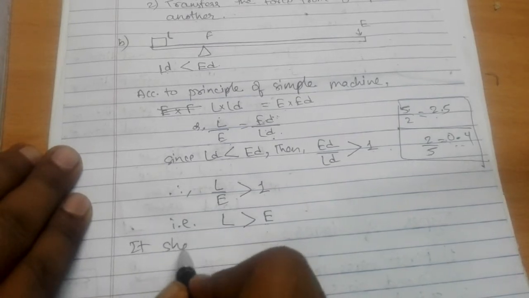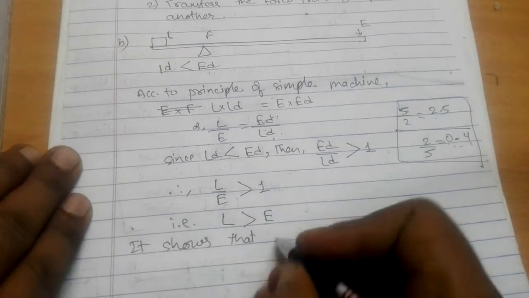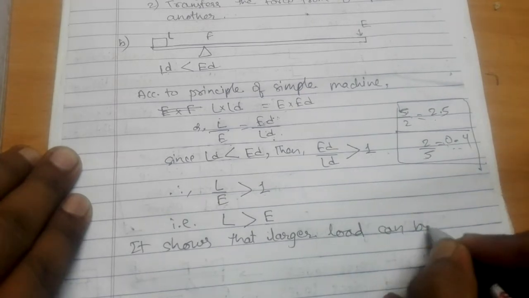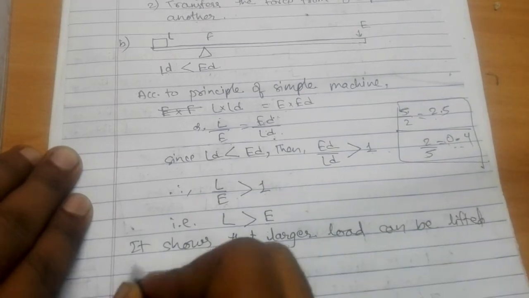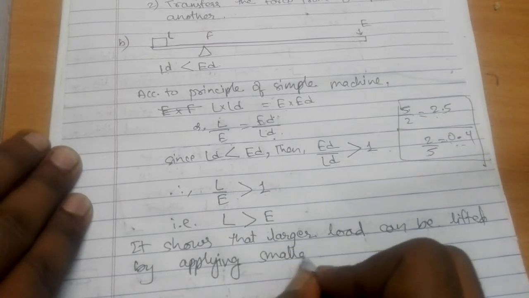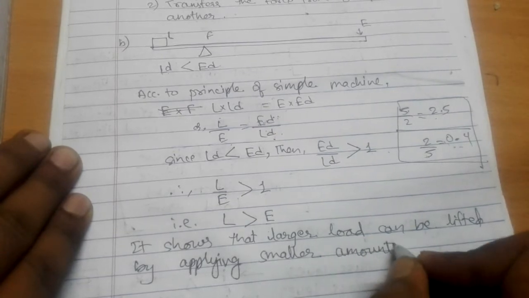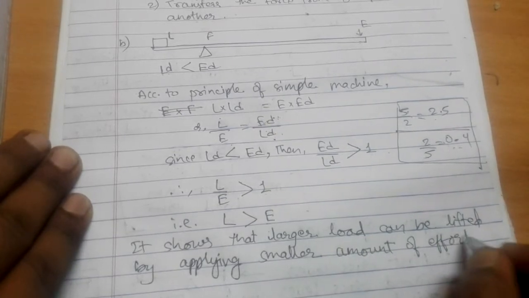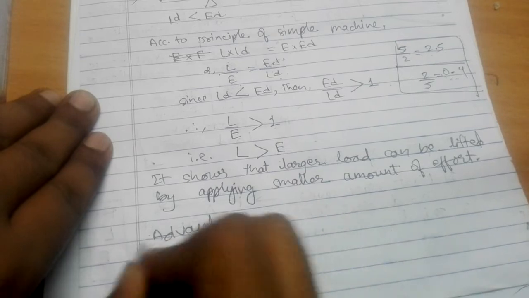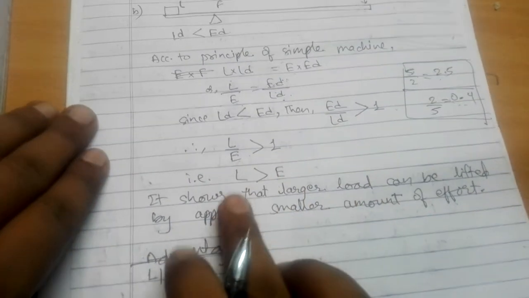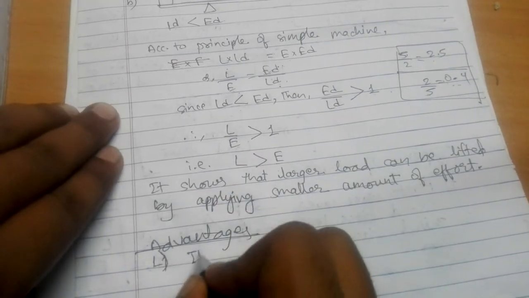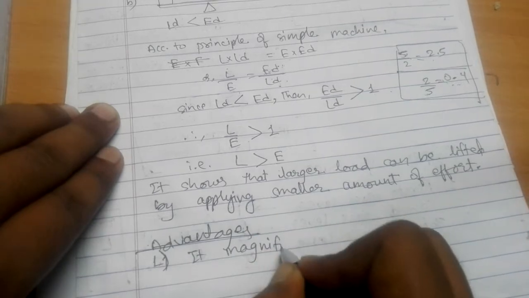It shows that a larger load can be lifted by applying a smaller amount of effort. Got it? So what advantages does it provide to us? First of all, you can see your effort is being multiplied. Your effort is being magnified. So it magnifies the applied effort.